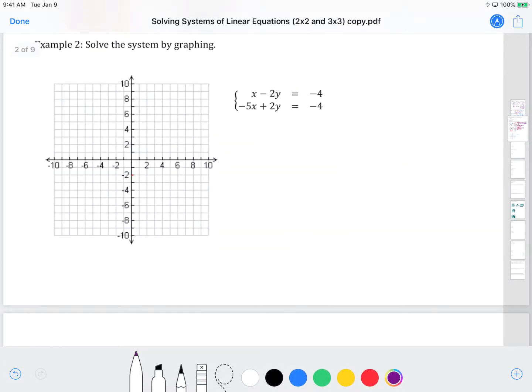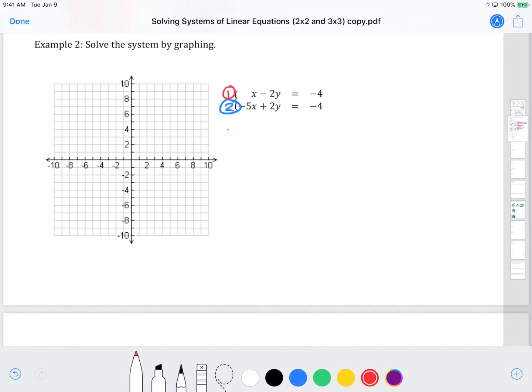Okay, in this example, we're going to actually graph this by hand, and if we're very careful, we will be able to see where it intersects, which will give us our solution to this system. So in order to graph this, for me personally, I like to put it in y = mx + b form so I can see my y-intercept and my slope. So I'll call this line number 1, and the second one will be line number 2.